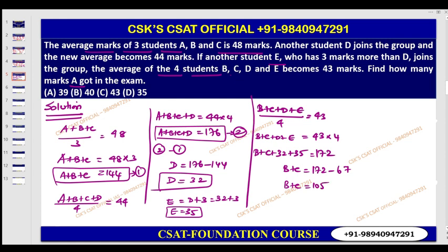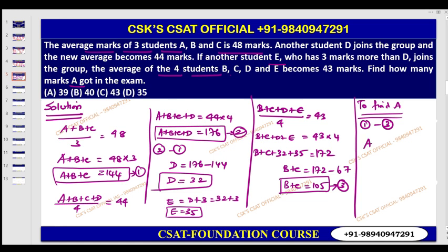Now you know B plus C becomes 105. We have to find A. So to find A, where can we subtract this? B and C, no? So therefore you can subtract 1 minus 3. So on the LHS B and C get cancelled, and you will get A alone on the LHS. On the RHS, 144 minus 105. So therefore A is equal to 39. A is equal to 39. So a very important model. A lot of calculations only. If you do fast calculations, you can easily score this.